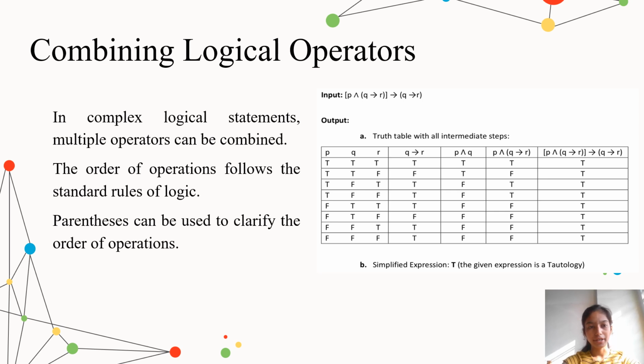Combining logical operators. In complex logical statements, multiple operators can be combined. The order of operations follows the standard rules of logic. Parentheses can be used to clarify the order of operations. Here is one example with a truth table.